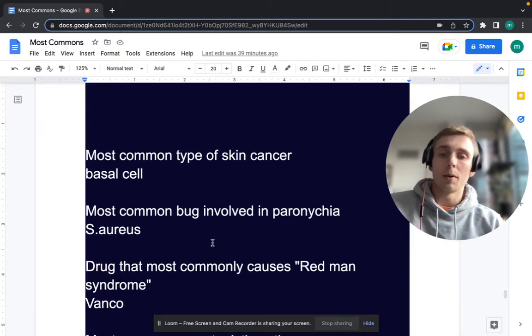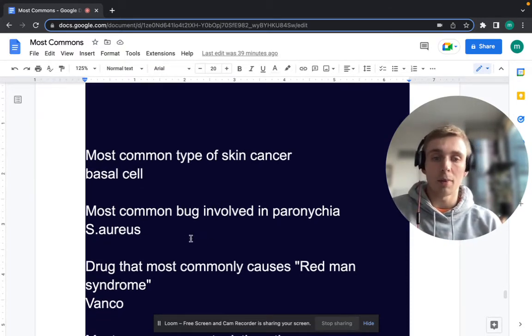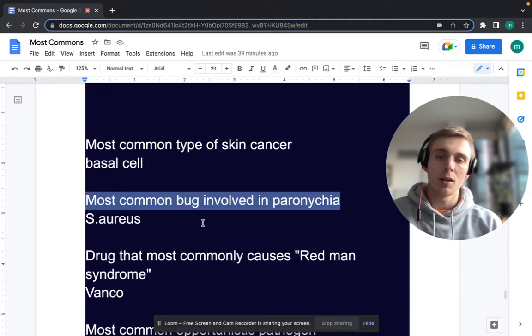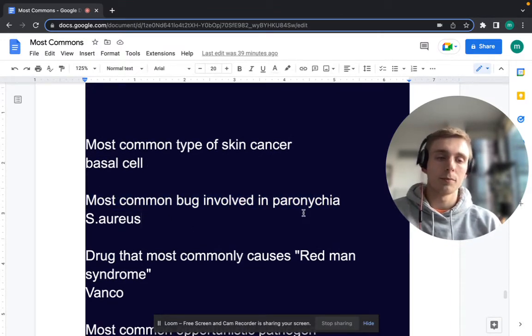How about the most common bug involved in paronychia? Well, same thing as the other infections that we see coming right from the skin. That's going to be Staph aureus. So Staph aureus is all over the skin, so in things like paronychia, that's the most common bug.